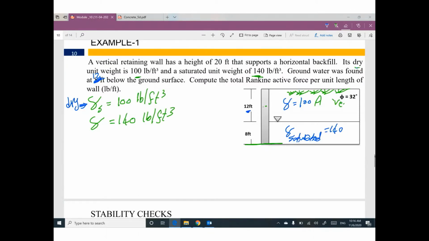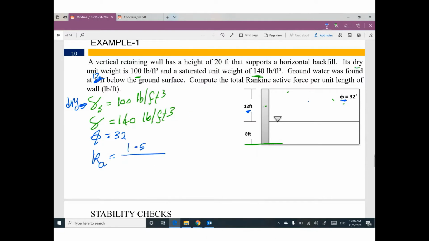Let's start. I will use this figure to construct the lateral pressure. Can you tell me phi for this soil equals 32? So I can figure out the value of K active, 1 minus sine phi, divided by 1 plus sine phi. Use your calculator. 1 minus sine 32, divided by 1 plus sine 32. This value equals 0.31.